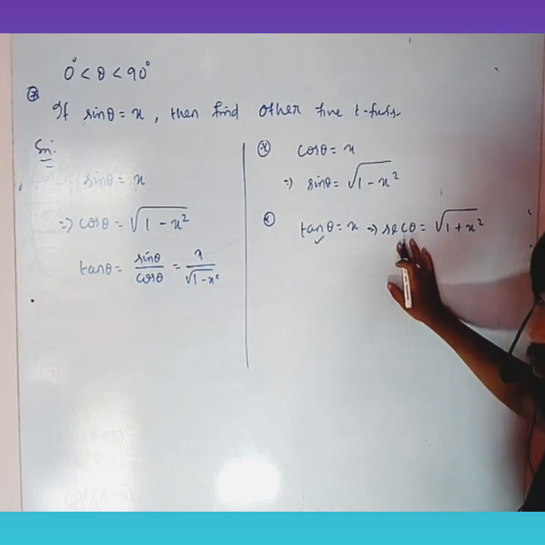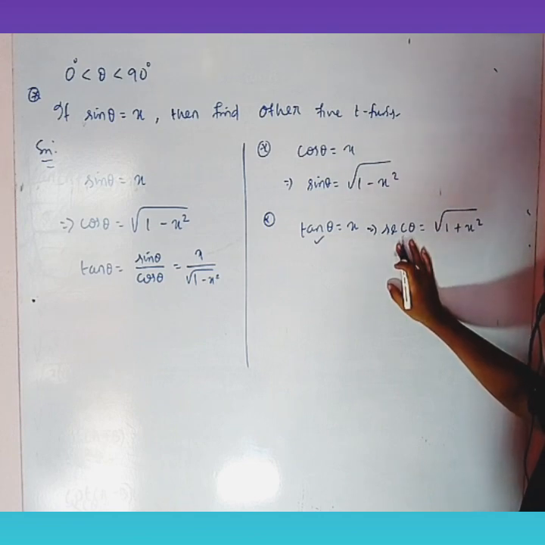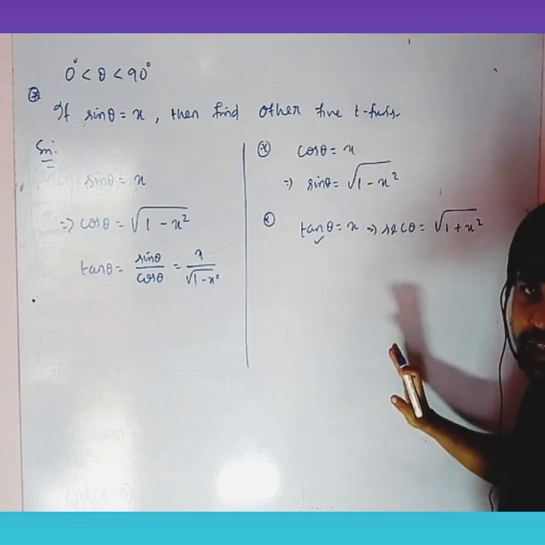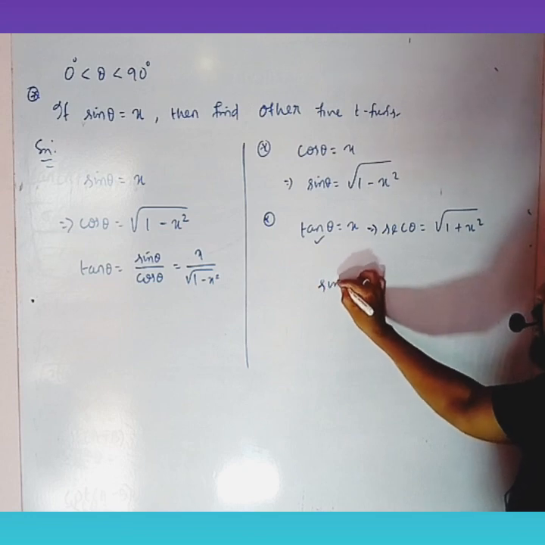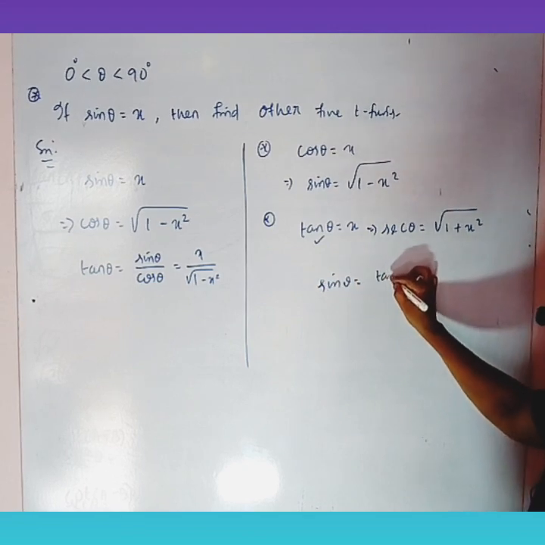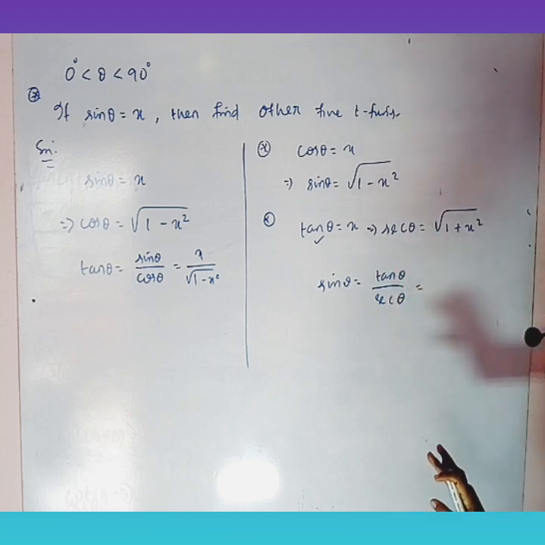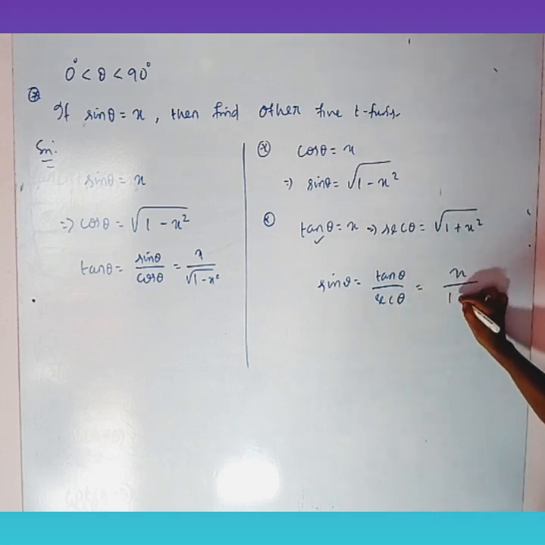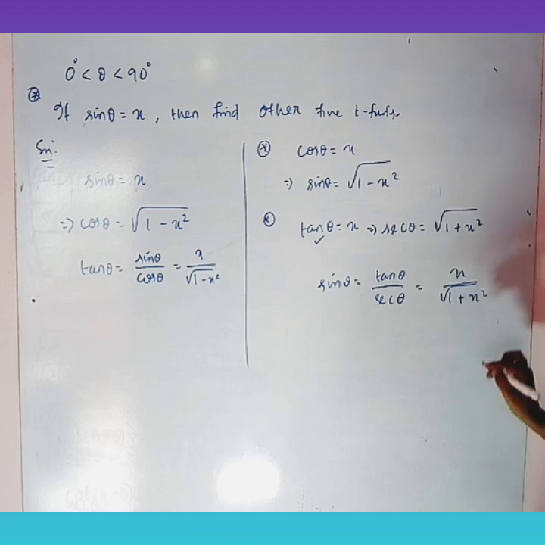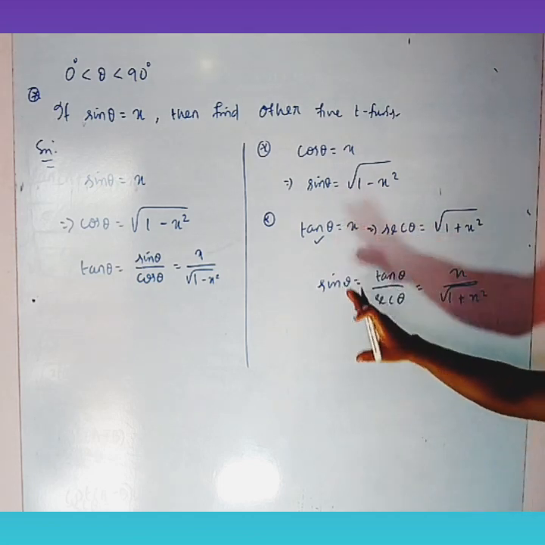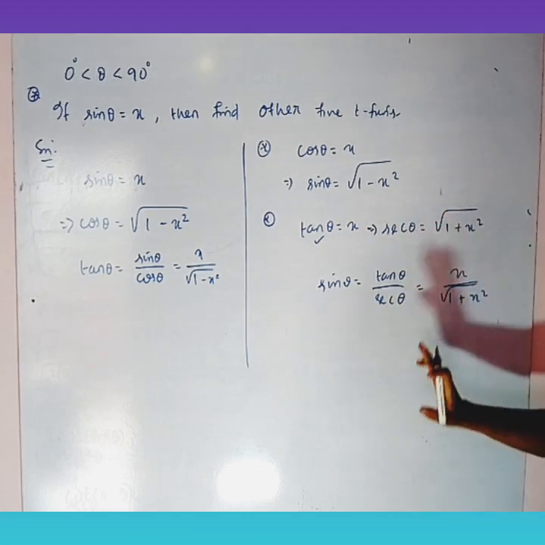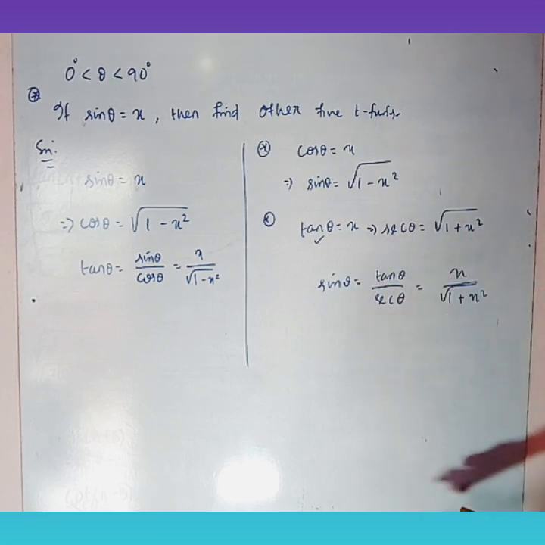If sec theta is given, we can immediately find cos theta. We need sin theta and cosec theta. We know that sin theta equal to tan theta by sec theta. Most important thing, you have to remember this: x by square root of 1 plus x square. If tan theta is given, then we can find cot theta, sec theta, and cos theta. If we find sin theta, then we can find cosec theta.